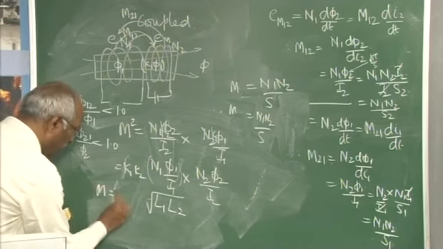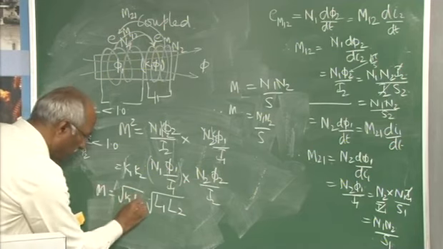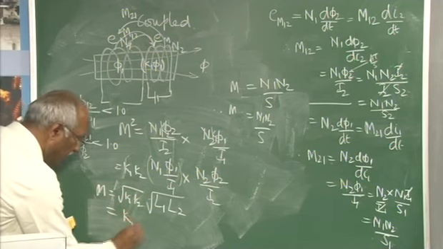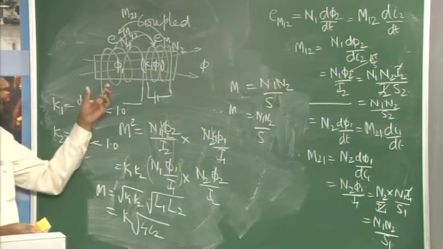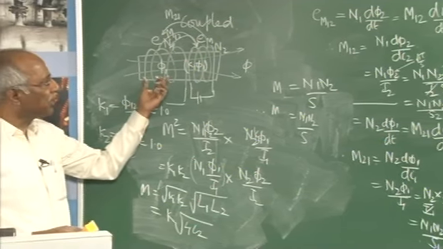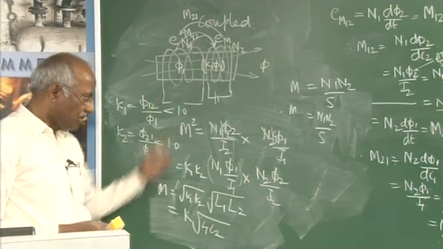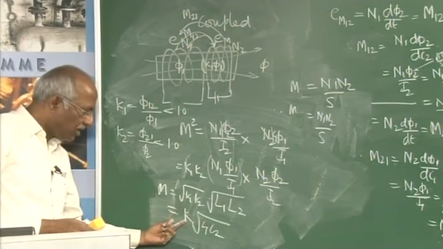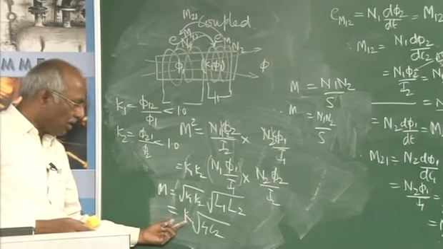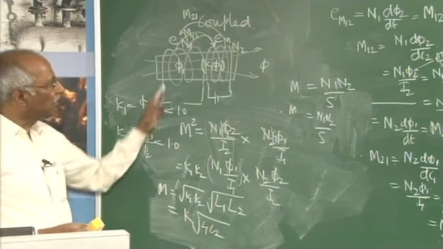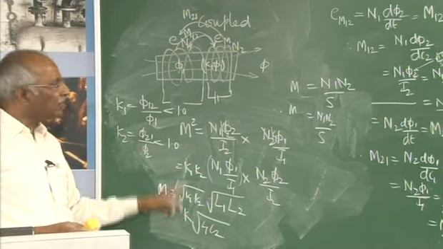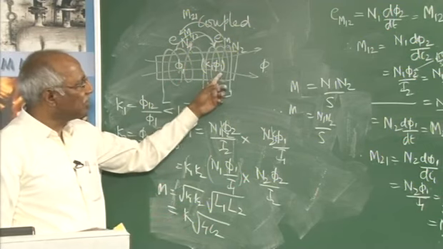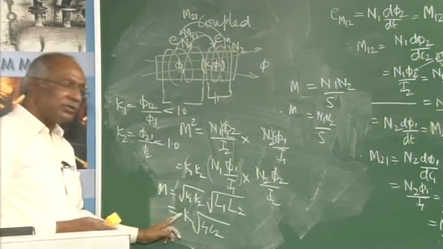M is equal to root of K1 K2 into this, or it is K into root of L1 L2. When all the flux produced by the primary is not linking with the secondary, this is the relation where K is called the coefficient of coupling. It is always less than 1. If all the flux produced by this links with this one, then K is 1. If the flux produced by this is not linking with this, then it will be 0.